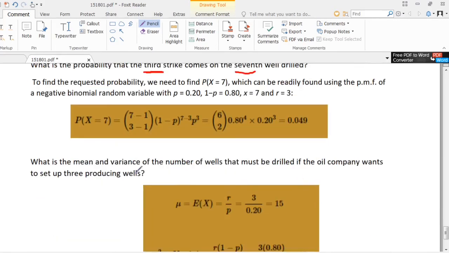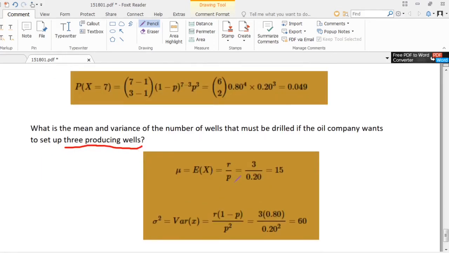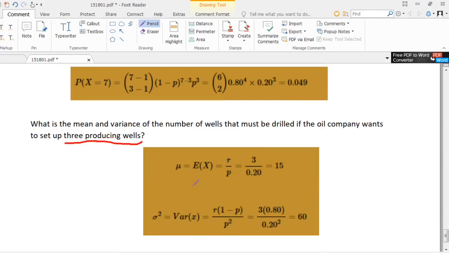So what is the mean and variance of the number of wells, and just substitute for 3 producing wells and substitute the probabilities. Here is the mu, r over p, where r is 3 tries, okay, and here's the probability, so I have 15. Here is also r, the number of tries, times 1 minus probability, which is 0.8, over the probability squared, 0.2 squared, and we get the result.